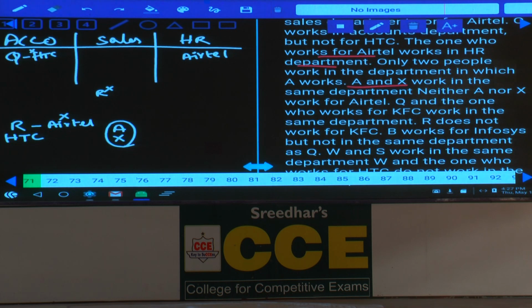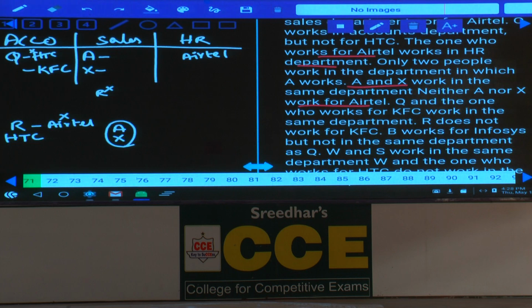Done? The next one. Neither A nor X works for Airtel. As neither A nor X works for Airtel, hence A and X cannot be in HR as well. Then what is the only thing left over here? A and X are the only 2 people in this sales department. Done? And the remaining 7 persons must be in accounts and HR. And Q and the one who works for KFC work in the same department. As Q and the one who works for KFC, now KFC and Q must be in accounts department.